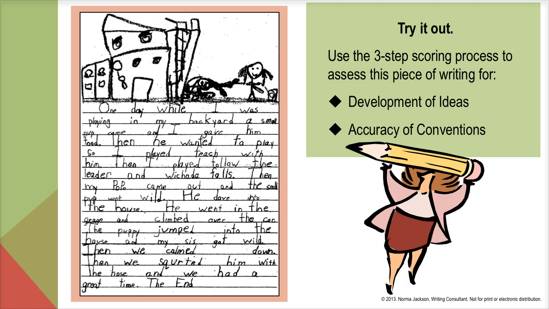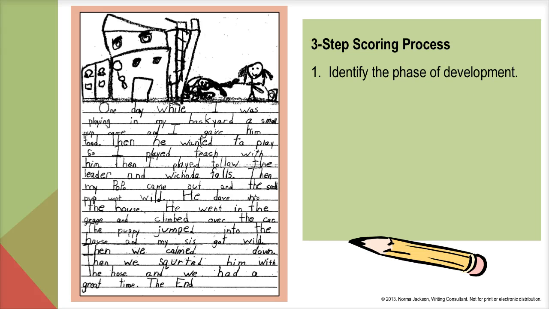One day, while I was playing in my backyard, a small pup came, and I gave him food. Then he wanted to play, so I played fetch with him. Then I played follow the leader and Wichita Falls. Then my papa came out, and the small pup went wild. He dove into the house. He went in the garage and climbed over the car. The puppy jumped into the house, and my sis got wild. Then we calmed down. Then we squirted him with the hose, and we had a great time. The end.